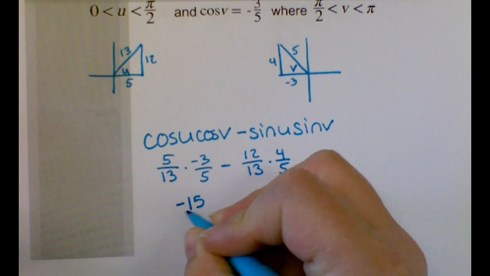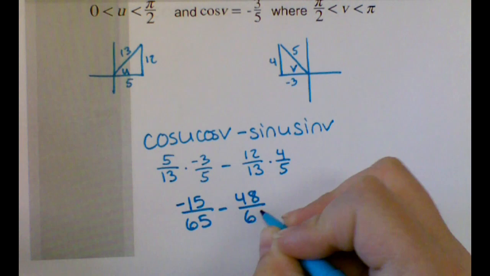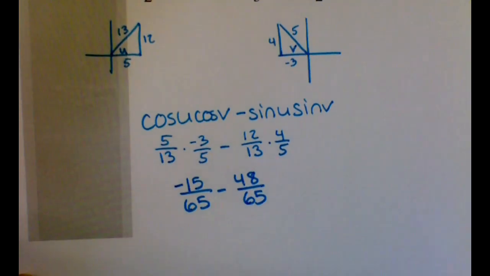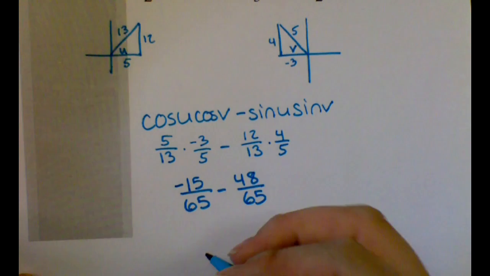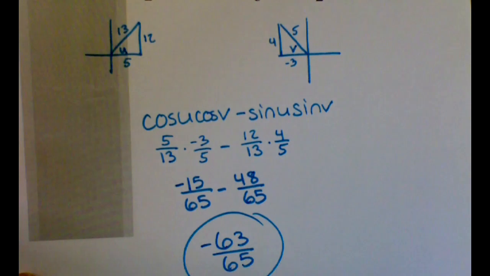So I get negative 15/65 minus 48/65. Negative 15 minus 48 makes negative 63/65, and there's our answer.